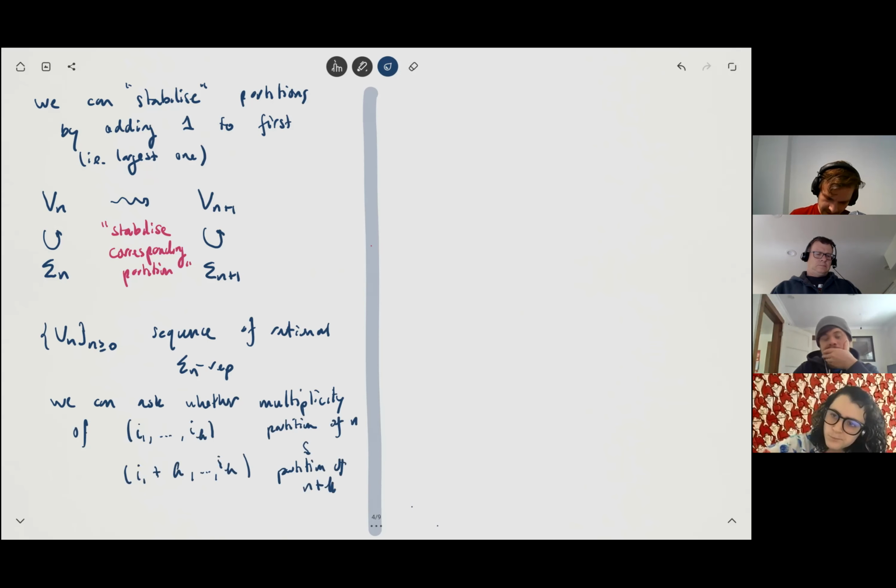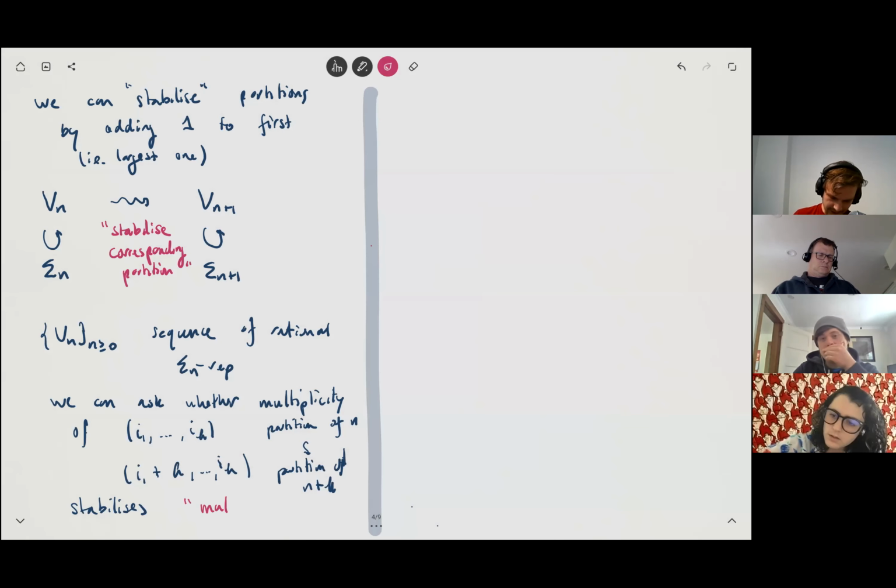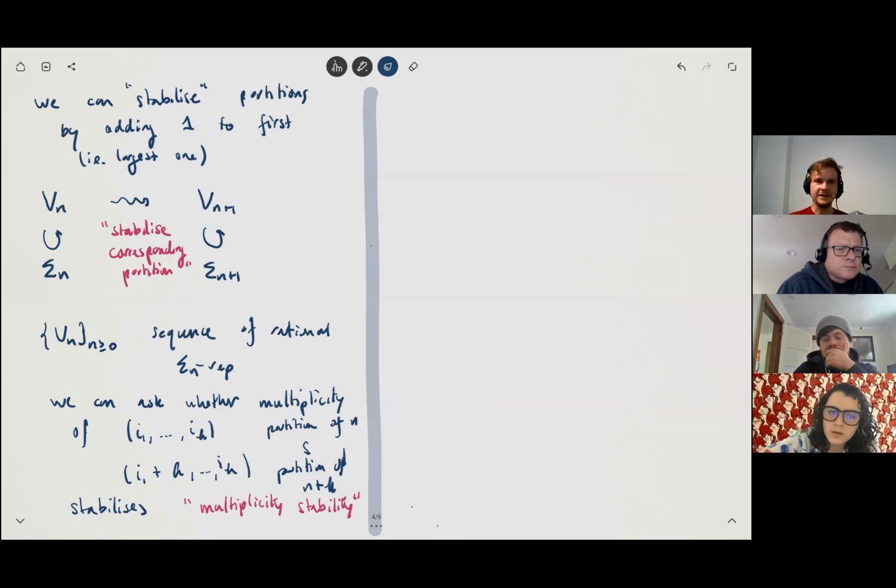We can ask whether the multiplicity of these guys stabilizes. And if that's true, then you say that there's maybe multiplicity stability. So that's one way, maybe the most elementary way of making representation stability precise. You give consistent names to all the isomorphism classes of representations that occur, and you ask whether the multiplicities of these stabilize as n goes to infinity.